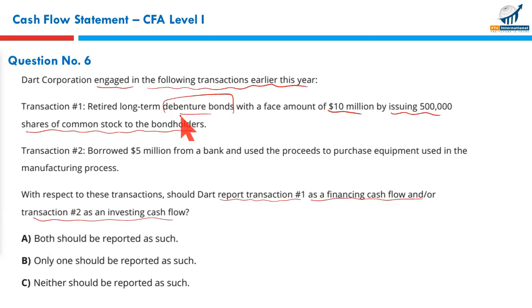What we have done, we had some bonds to be redeemed. So how did we redeem the bonds? We simply issued the shares and extinguished the debt. There is no cash inflow, no cash outflow whatsoever. It's a non-cash transaction. It can't be reported within the body of cash flows.